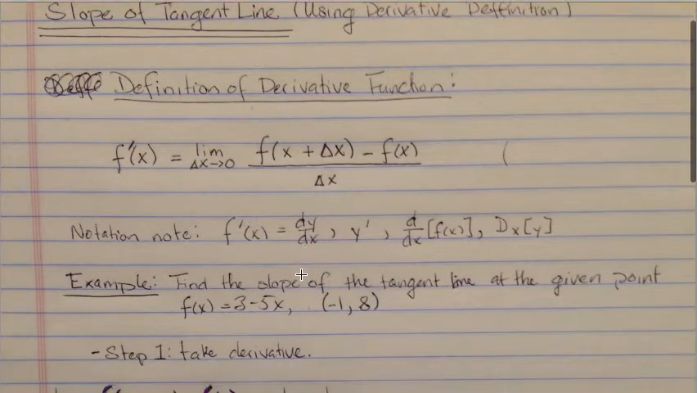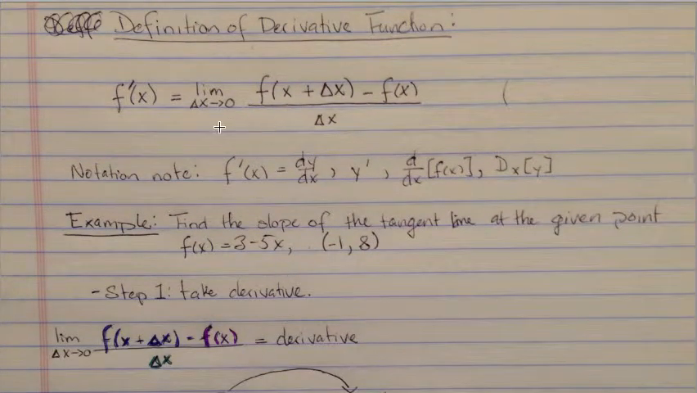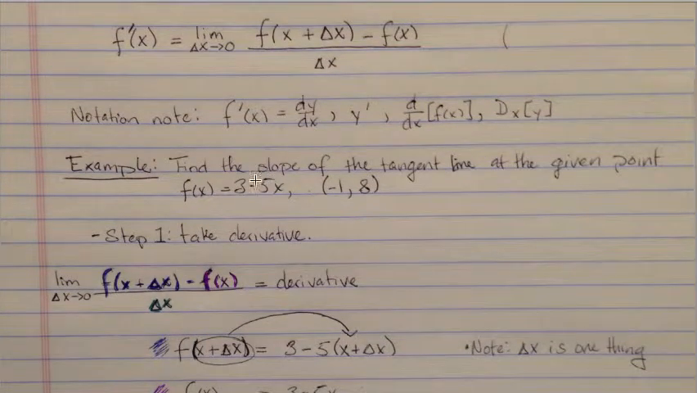In order to understand how to use this function, I have to do an example. In this example, we're supposed to find the slope of the tangent line at the given point. Here's our graph. Here's our given point. If you don't know what the tangent line is or what it means, see the tangent line video. Step 1, we have to take the derivative.